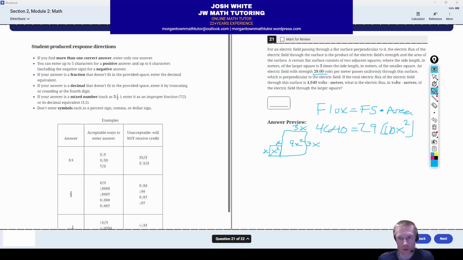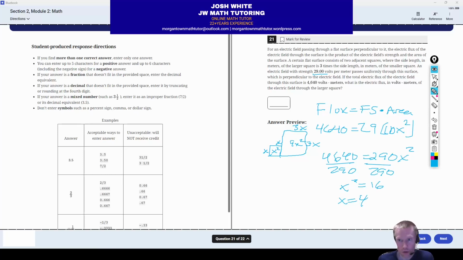So now, go ahead, you multiply this out, 4640 equals 290x squared. You divide by 290. You are going to get x squared equals 16. X is going to equal 4.